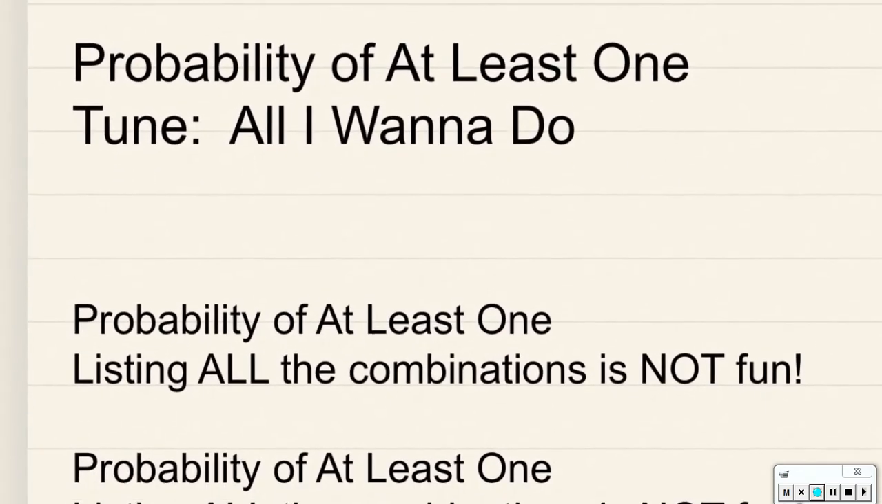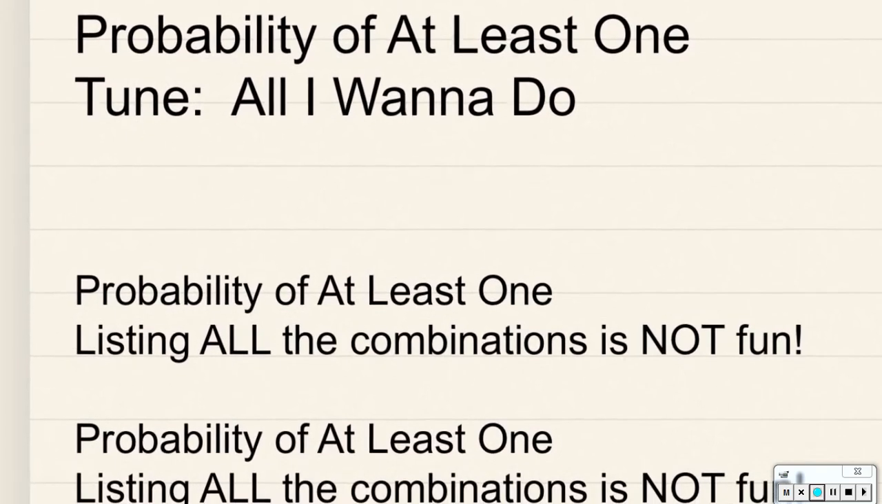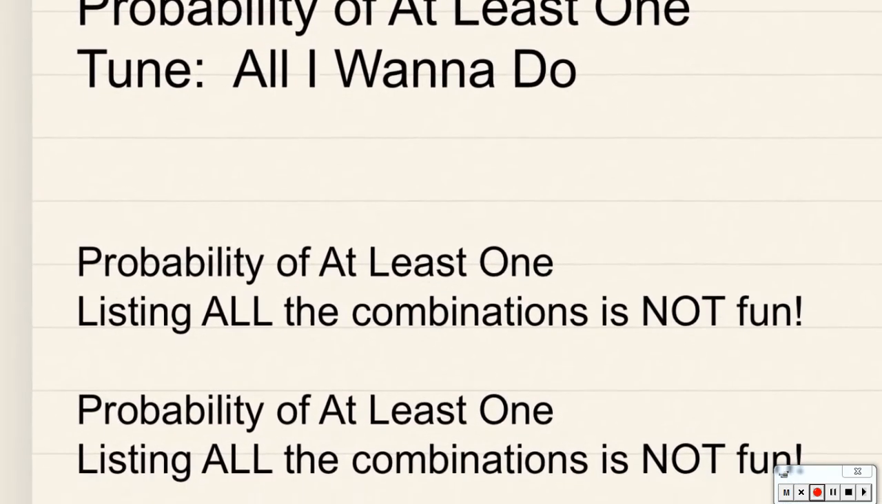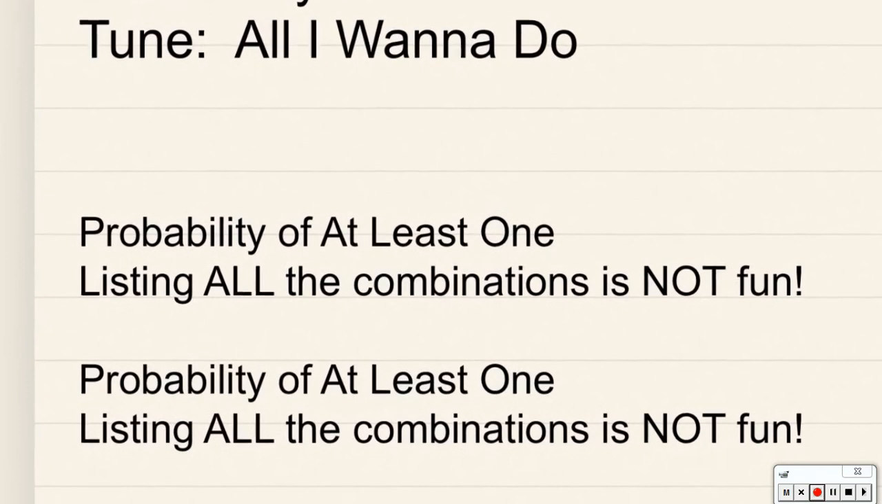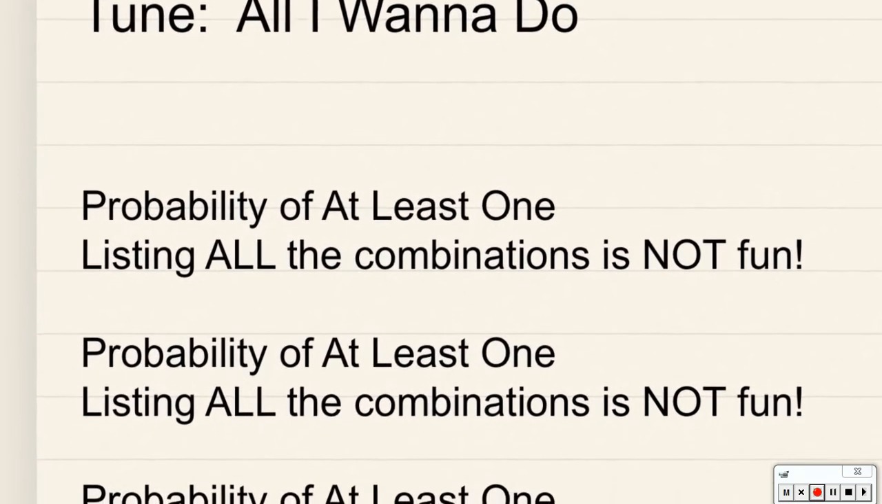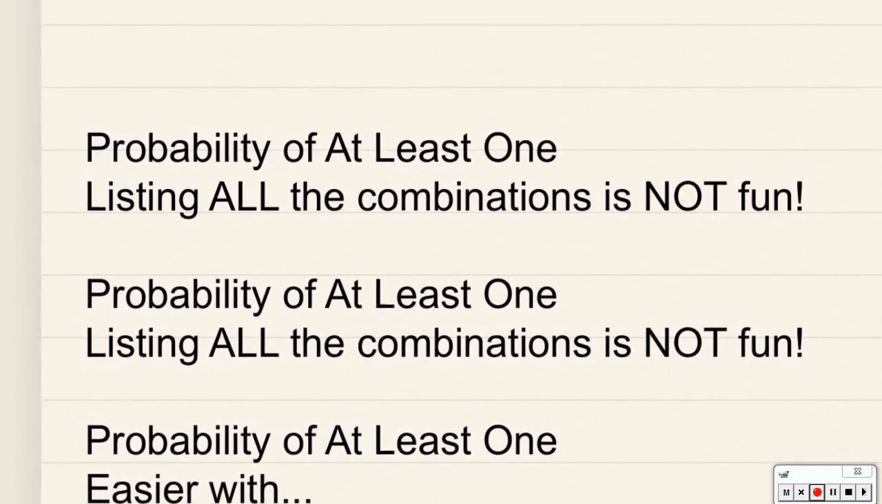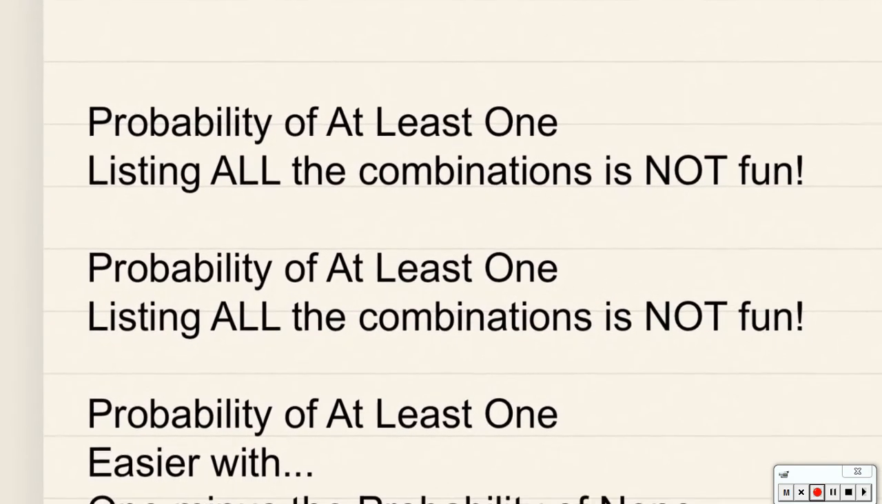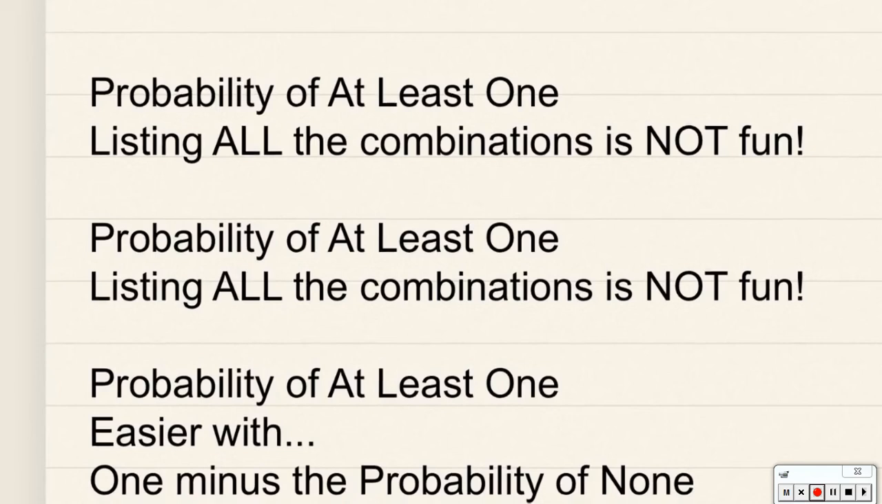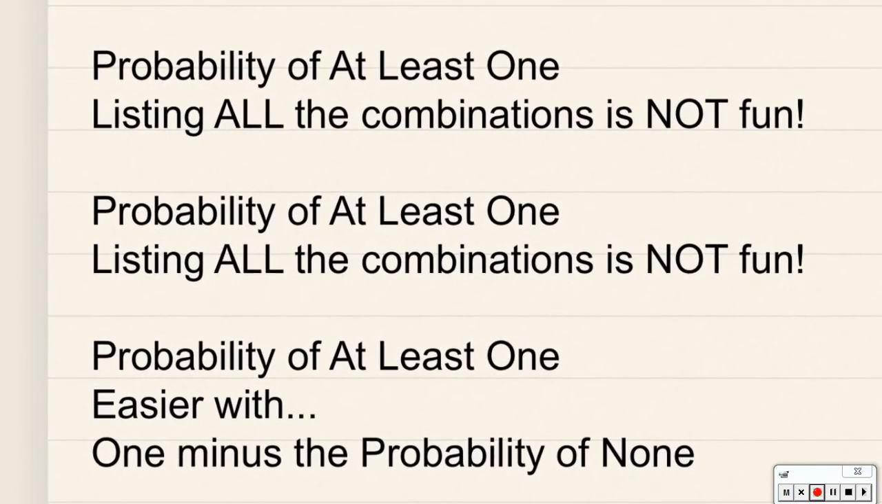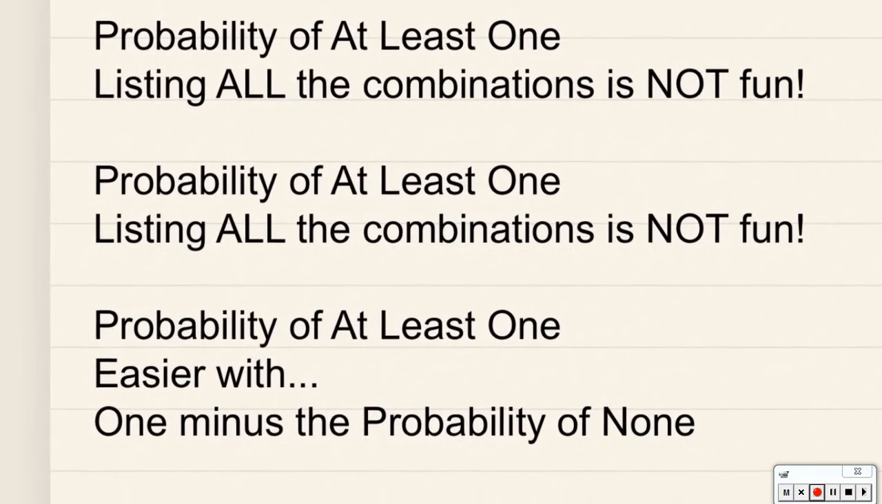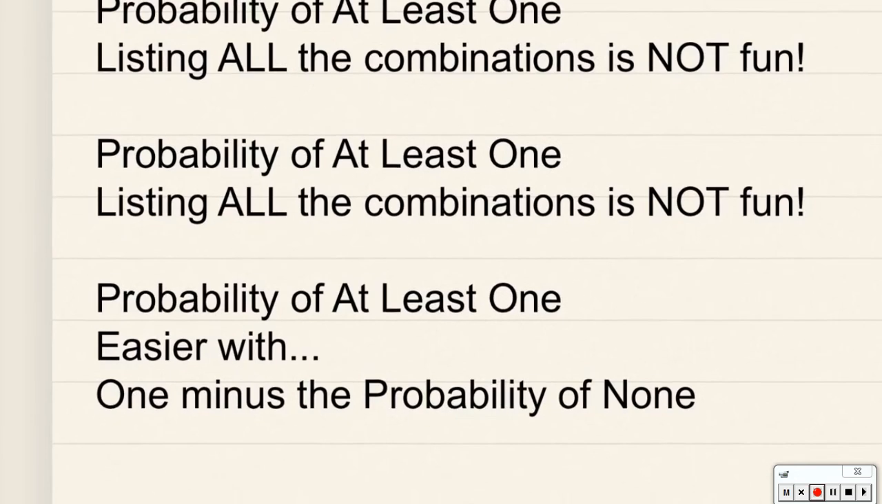Probability of at least 1. Listing all the combinations is not fun. Probability of at least 1. Listing all the combinations is not fun. Probability of at least 1. Easier with 1 minus the probability of none.